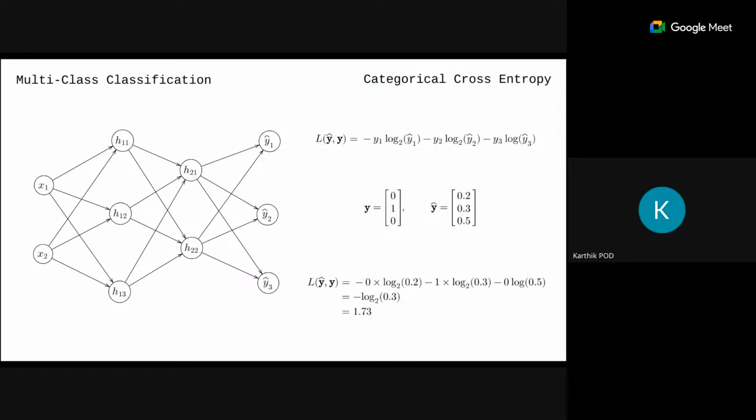I didn't express it very well, but it's minus log of the predicted probability corresponding to the true label. Whatever true label you have, what is your predicted probability corresponding to it, take minus log of that value. That's the categorical cross entropy. Is that fine? So that's all there is to a neural network.